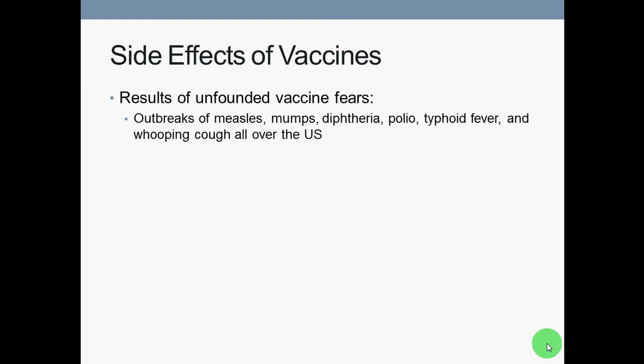But herd immunity starts to break down when more and more people in the population are not vaccinated against these diseases. So that's why we're starting to see some of these cases popping up at a much higher frequency, because herd immunity is starting to break down.